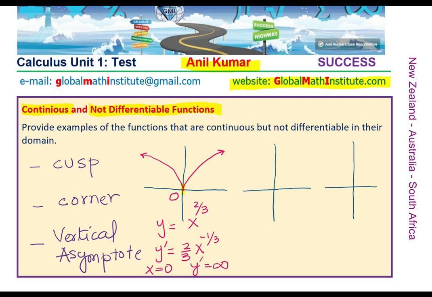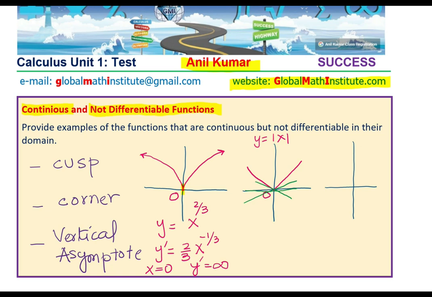Now let's take up another example, which is based on a corner. A common function is the absolute value of x. If you have y equals absolute value of x, you know it is continuous, however, it is not differentiable at 0. Because at 0, you can have many tangent lines. All these lines could be tangent at 0. We are not sure which one is the correct one.